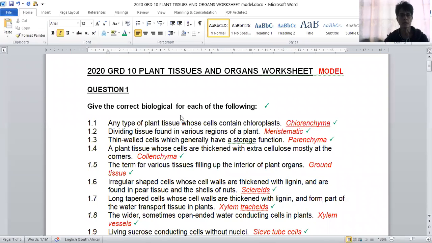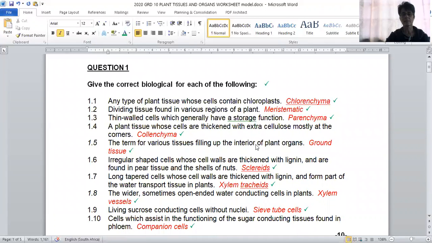Okay, so the first part I think you can go, it's pretty easy, all right? Any type of plant tissue whose cells contain chloroplasts. You remember that word that combines parenchyma and collenchyma. If they contain chloroplasts, it's chlorenchyma. Dividing tissues in various regions of the plant, meristematic. Thin-walled cells, which generally have a storage function, like storing sugars and starch and water, parenchyma. Plant tissues whose cells are thickened with extra cellulose at the corners, collenchyma. The term for various tissues filling up the interior of plants, ground tissue.